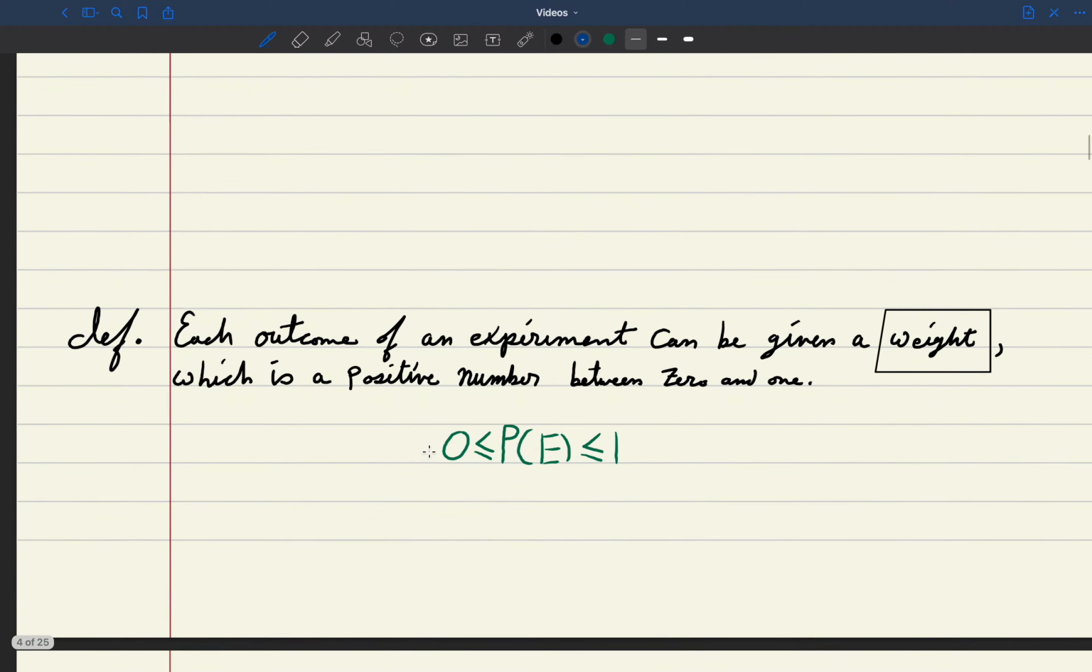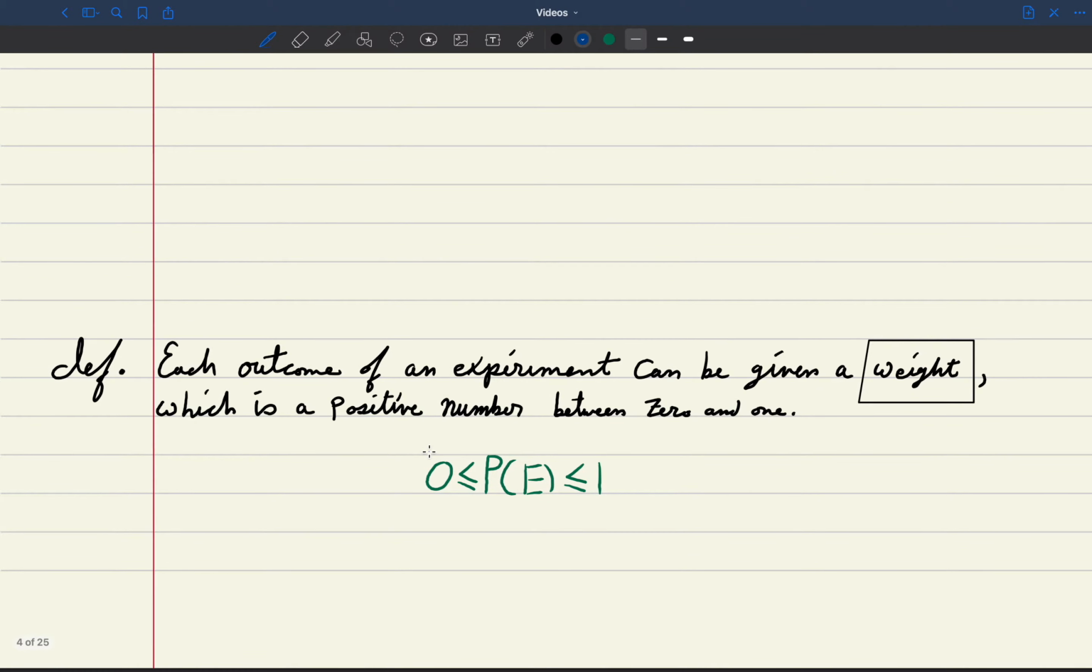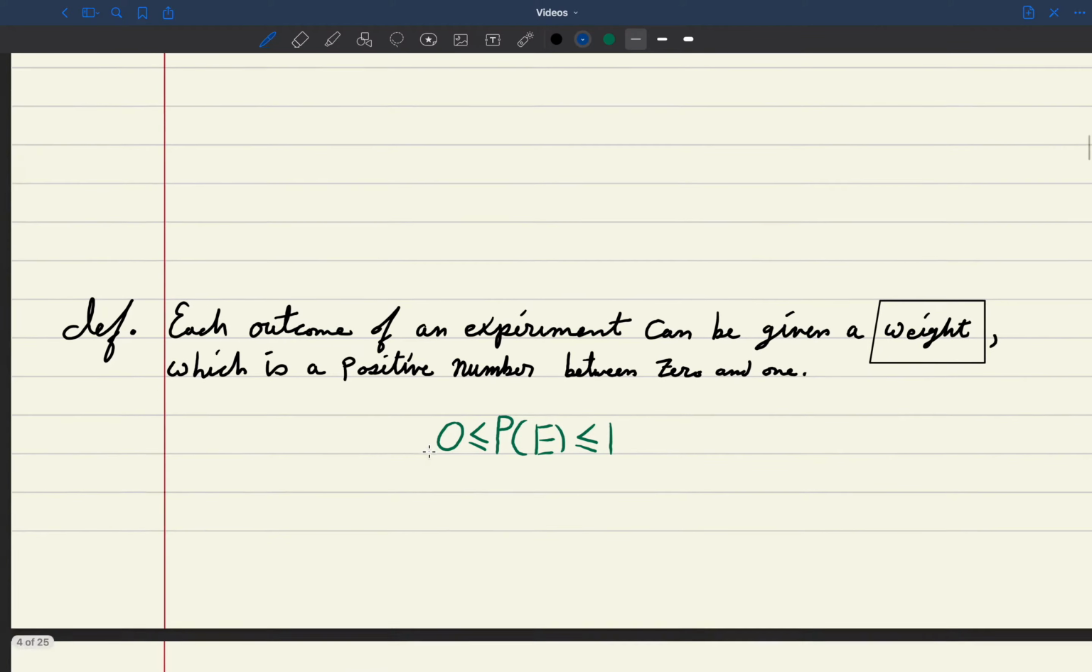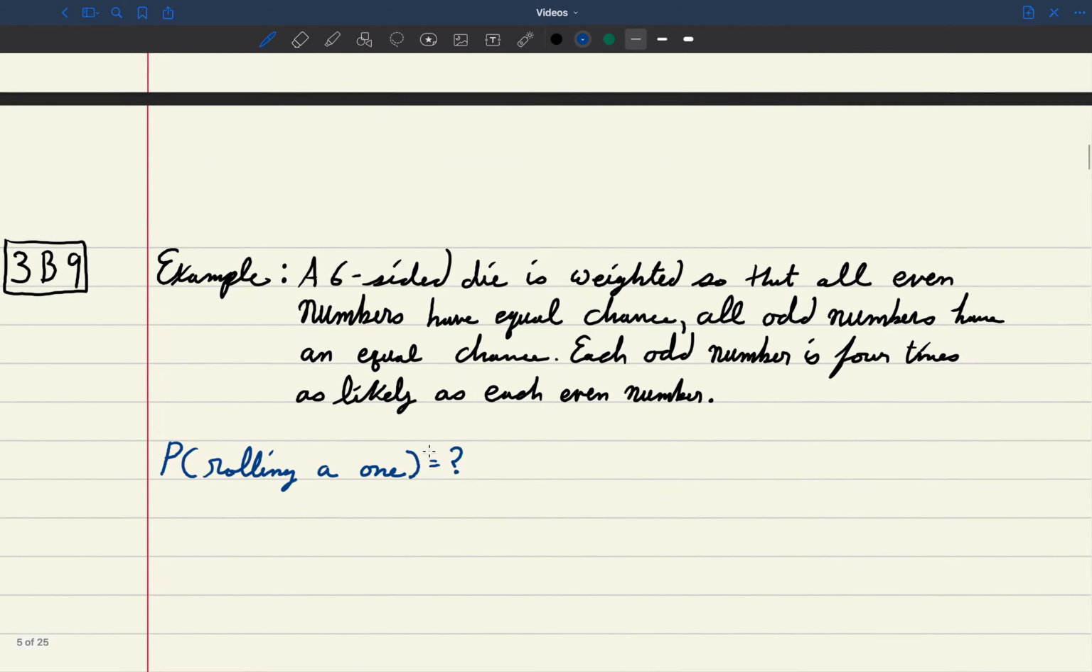Each outcome of an experiment can be given a weight. This weight would be that probability, which is a positive number between 0 and 1. So there wouldn't be any negative weights. That wouldn't work for us, and there wouldn't be any weights that would be greater than 1. And if you add all of the weights together, they have to equal 1. Okay? But let's look at an example and make sure that that makes sense.